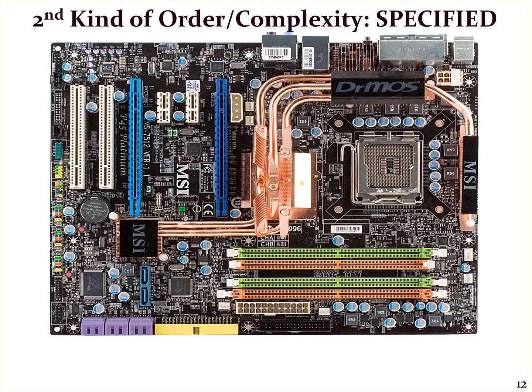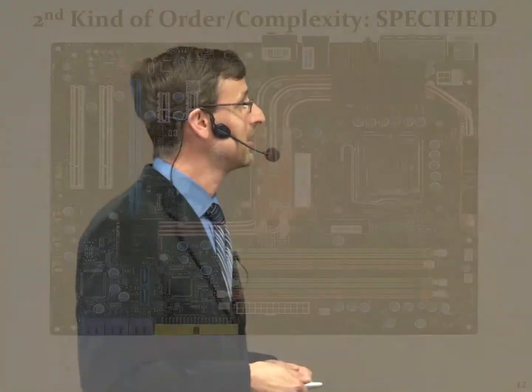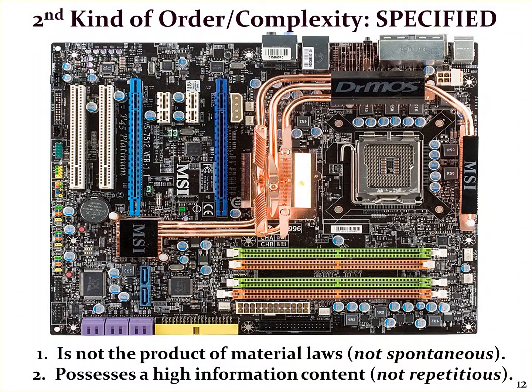The second category is what we would call specified complexity. Here's a motherboard of a computer. Now, the motherboard does not violate any fundamental law of the universe. In fact, we can explain its existence using all of the laws that regulate matter and energy. And yet, this type of information is not something that comes up spontaneously. It is not the product of material laws. It is not spontaneous, and it possesses a high information content. It is not repetitious. It is explained using the laws of the universe, but it is then exploiting those laws in order to achieve various types of function and processes.